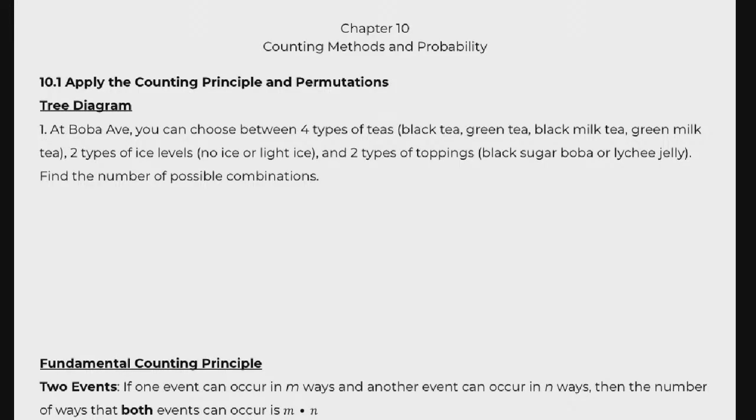Today I'll be going over Chapter 10, which is Counting Methods and Probability. 10.1 is Apply the Counting Principles and Permutations. So, for example, here's a tree diagram.